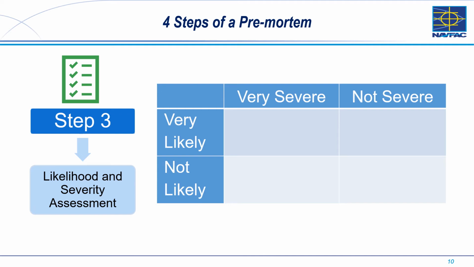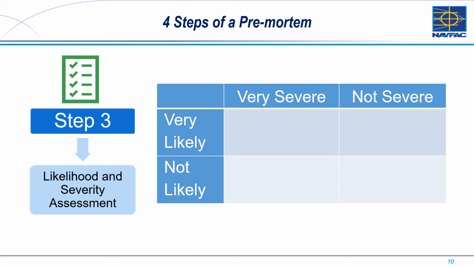Very severe and very likely means plan for and solve this problem before it happens. Very severe and not likely, identify triggers and have a clear contingency plan. Not severe and very likely, train your team to spot and solve this problem. Not severe and not likely, don't worry about it. How likely is the problem to occur based on this scale?